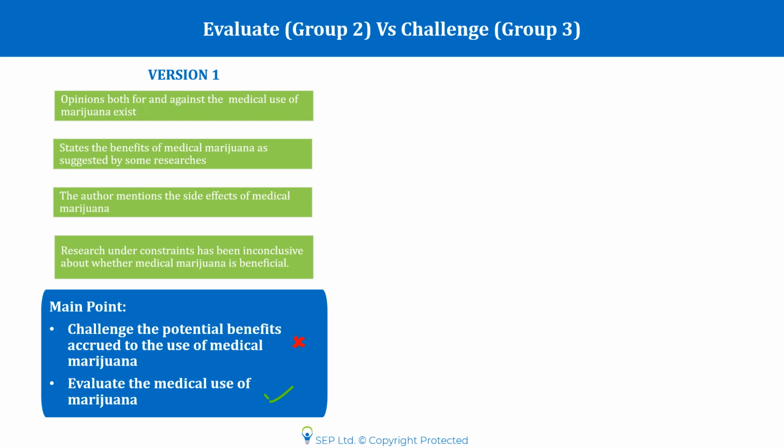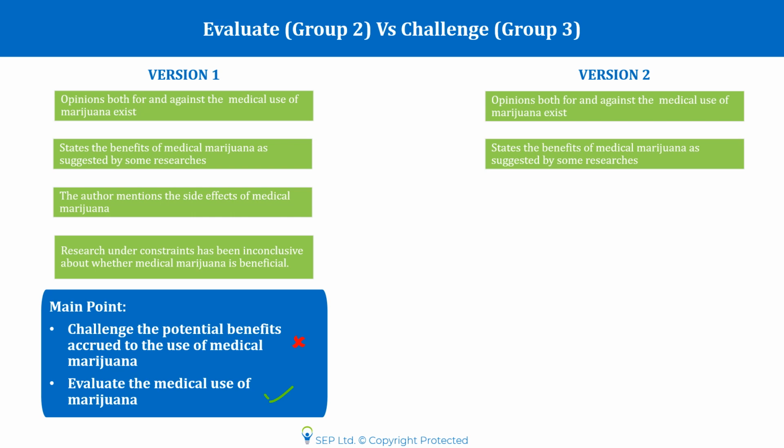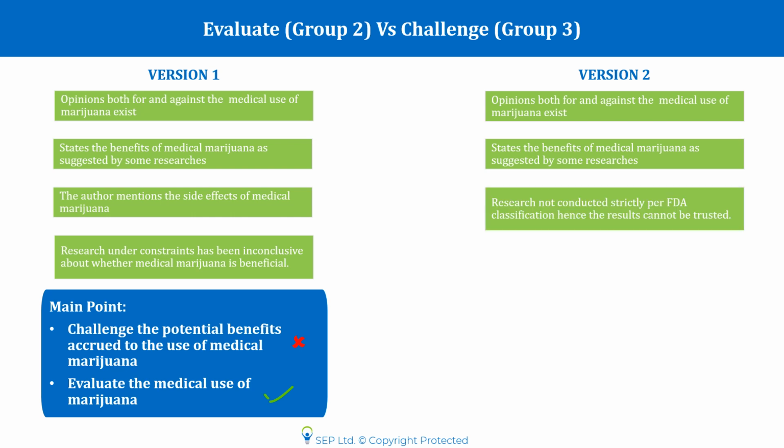But what if in version 2 we had something else given? And the main point options would have been the same, that is challenge and evaluate. Let's see what we would have done then, or how we should have avoided the confusion then. So in version 2, the first two paragraphs remain the same. That is, the first paragraph talks about pros and cons existing for the medical use of marijuana, and the second paragraph talks about the pros. Let's see what the third paragraph adds.